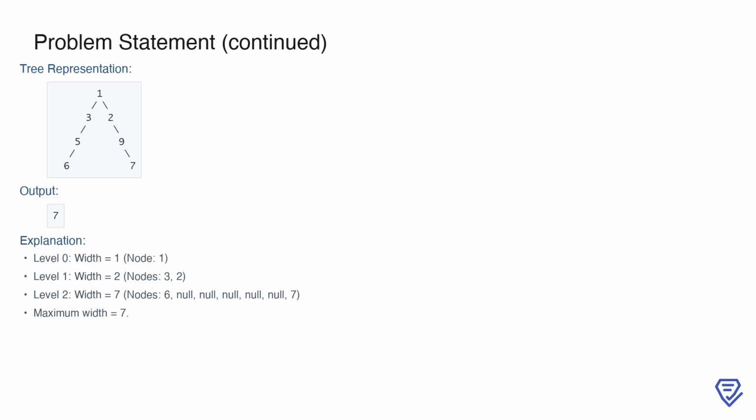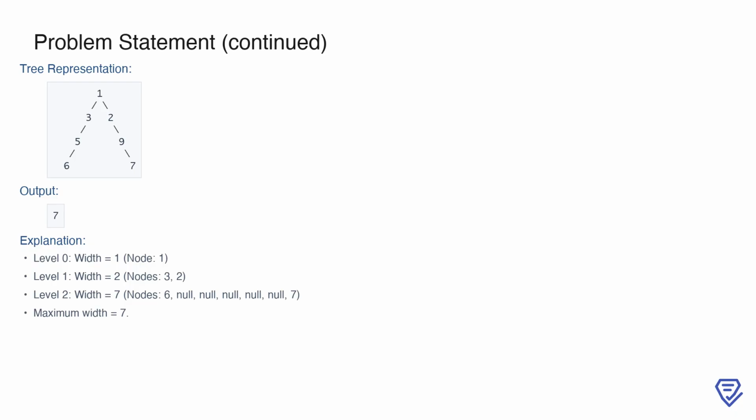Now, consider the second example where the input tree is 1, 3, 2, 5, null, null, 9, 6, null, null, 7. The tree is visualized as follows. The root is 1, with children 3 and 2. Node 3 has a single left child, 5, while node 2 has a right child, 9. Additionally, node 5 has a left child, 6, and node 9 has a right child, 7. The output here is 7.